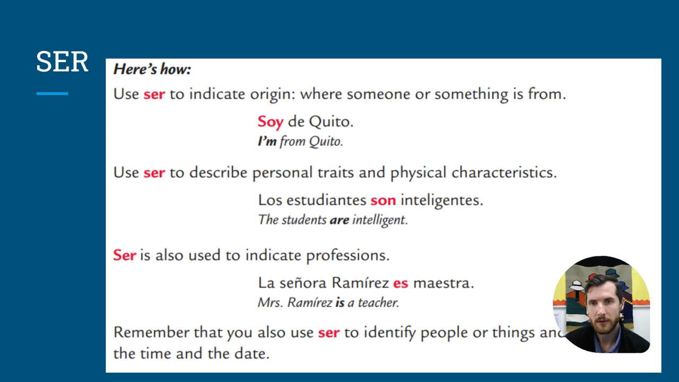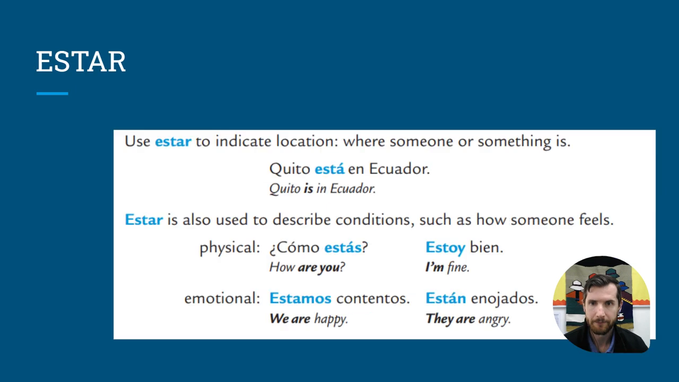You would also use ser to talk about profession. So if you're trying to say, oh, I'm a student, soy estudiante. I'm a teacher, soy profesor. And you would also use ser for time. So for example, right now, 12:30, son las 12:30. You use ser to talk about time.